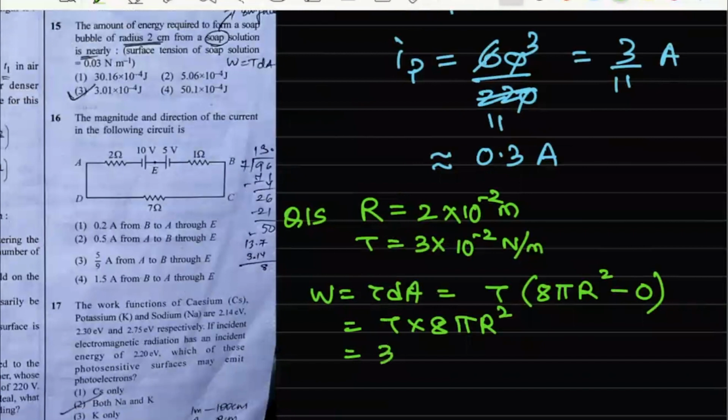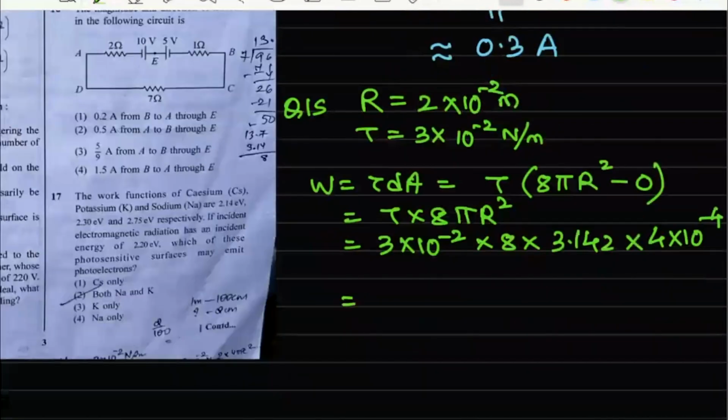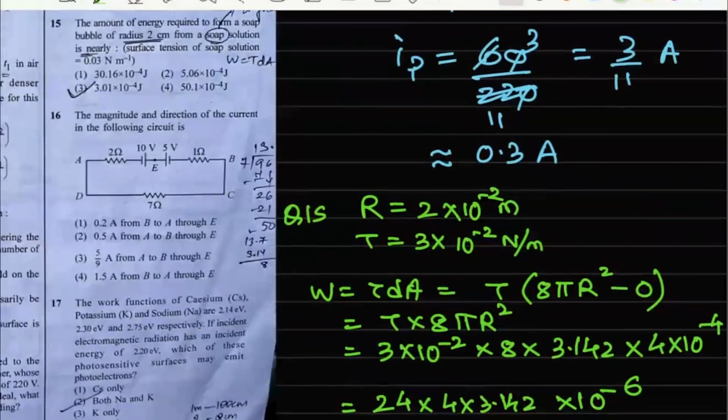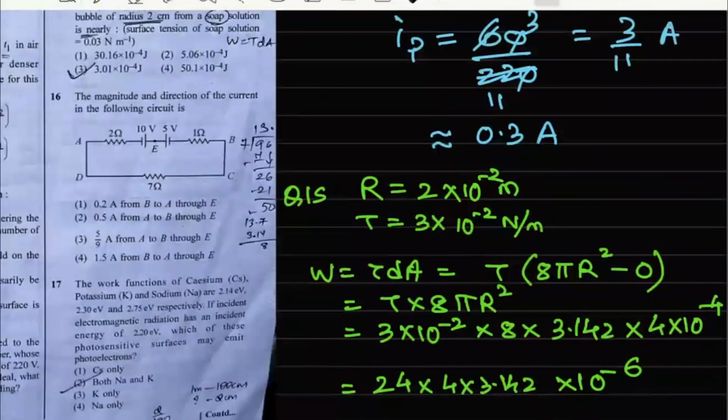So this is going to give us 3 into 10 raised to minus 2, 8 pi. Let's just keep it at 3.142, the 7 will not make any difference. And then r square, so 2 square is 4, and raised to minus 4. So I'm getting 24 into 8 into 3 is gone, so I'll still have 4, I still have 3.142. Power of 10 is going to become minus 6. And yeah, we have the powers as minus 4, so that's fine. So now all the powers are sorted out.